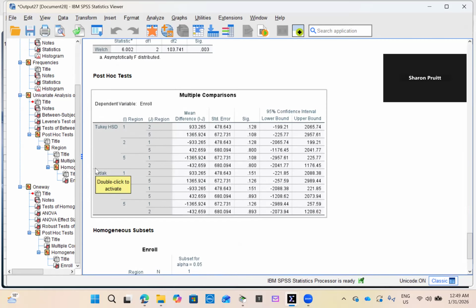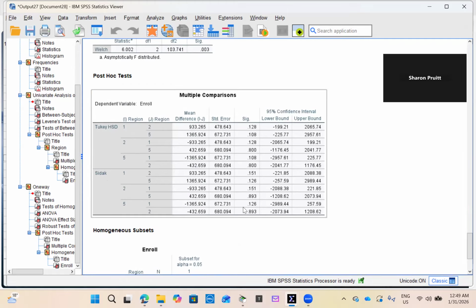As a supplemental analysis, I also ran Sidak post hoc tests, which are more conservative when sample sizes are unequal. The Sidak results are consistent with Tukey's findings, with all the p-values remaining above 0.05. This consistency strengthens confidence in the overall conclusion.